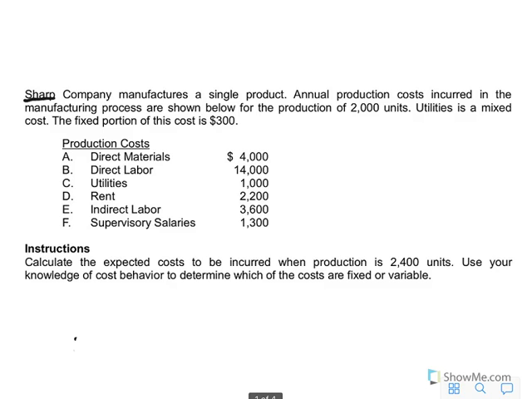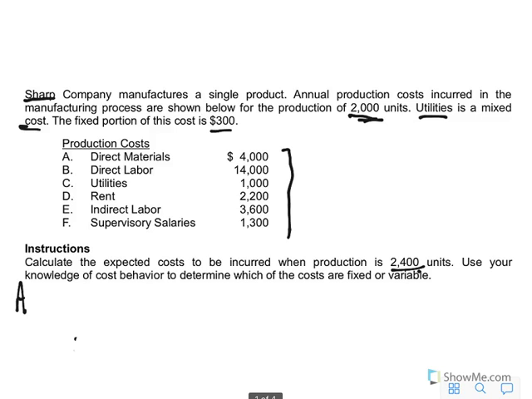So here we have Sharp Company. Annual production costs incurred in the manufacturing process at 2,000 units are these costs. Now, one cost, utilities, is a mixed cost, and the fixed portion is 300. That's just utilities. So now, calculate what the cost would be for each one at 2,400.